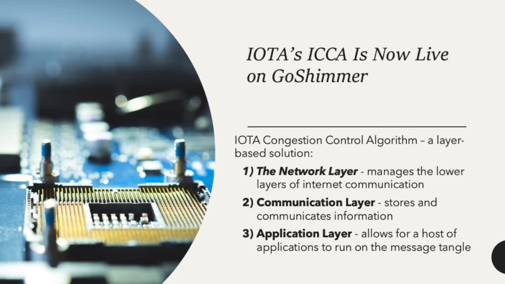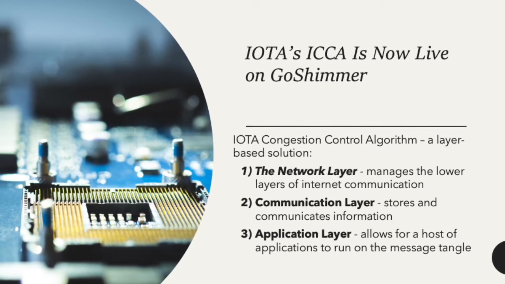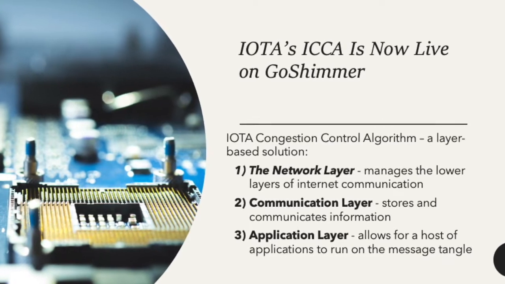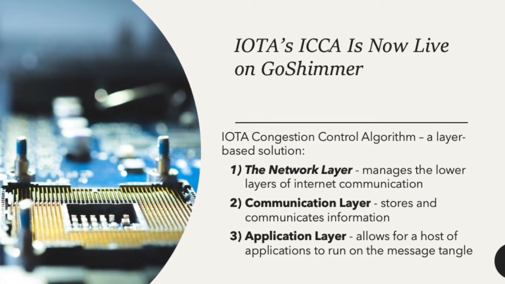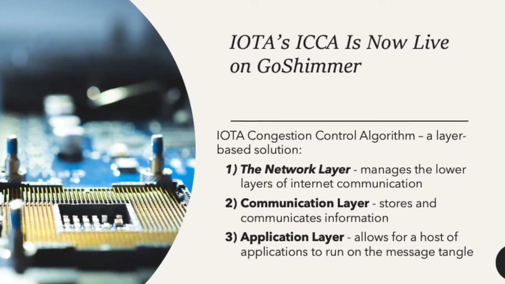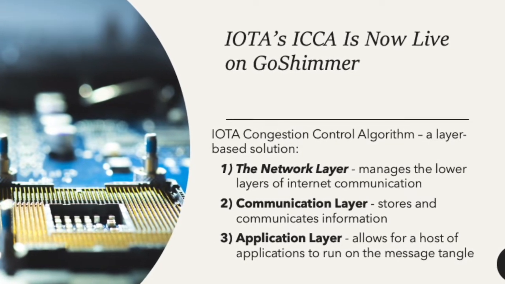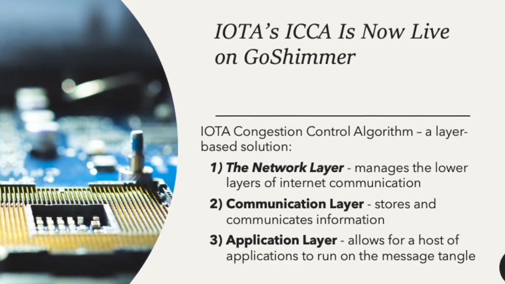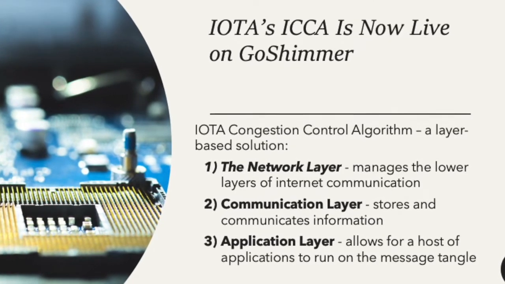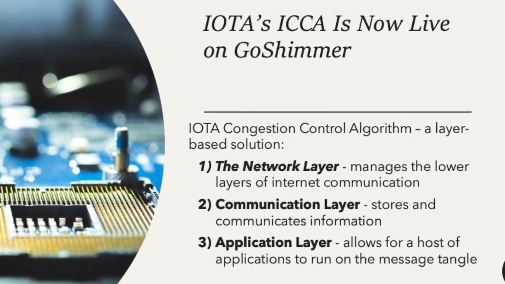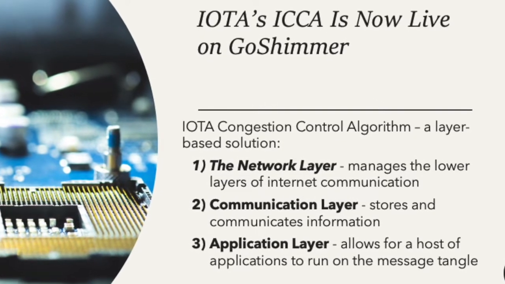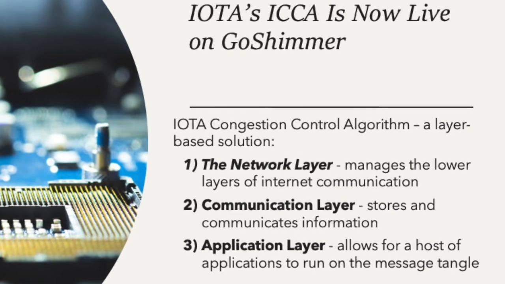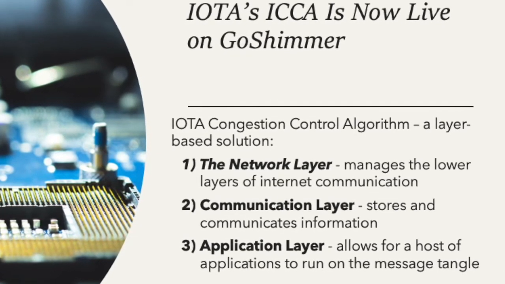So IOTA came up with this 3-layer congestion control algorithm. And the first layer they call the network layer, and that manages the lower layers of internet communication, like the Transmission Control Protocol, or TCP. And that is essentially a communications standard that enables application programs and computing devices to exchange messages over a network.